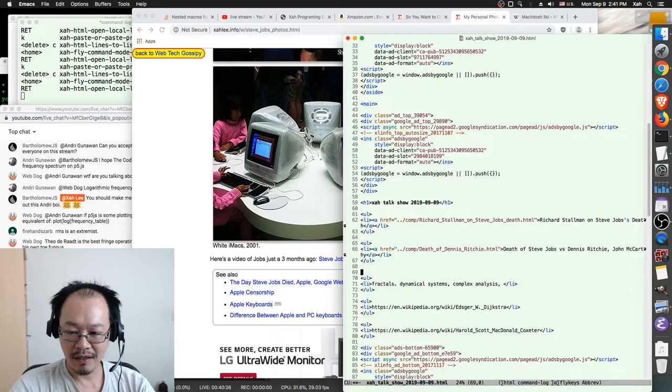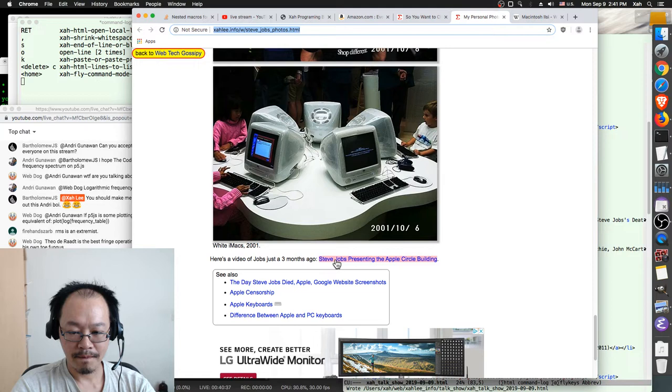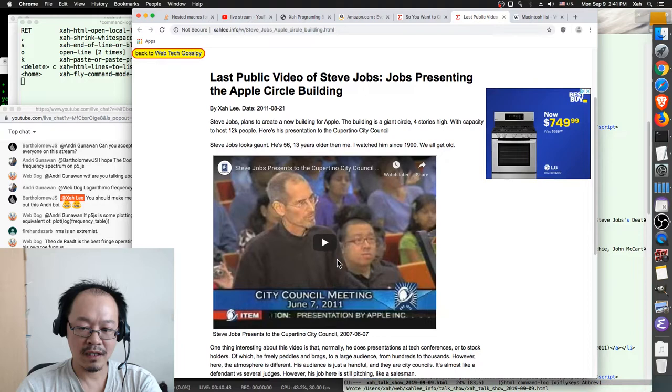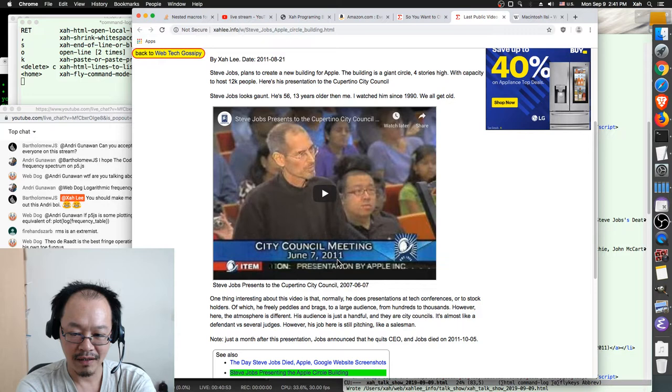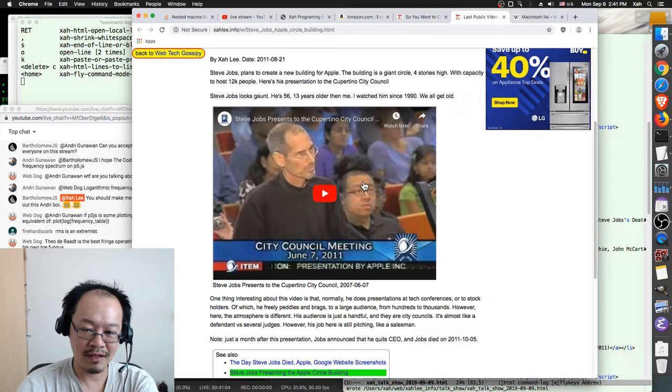And there's more. Let me show you some more. Okay, so this is Steve Jobs, just a few months before he died. This is Steve Jobs in 2007. He doesn't look good. He looks like that.